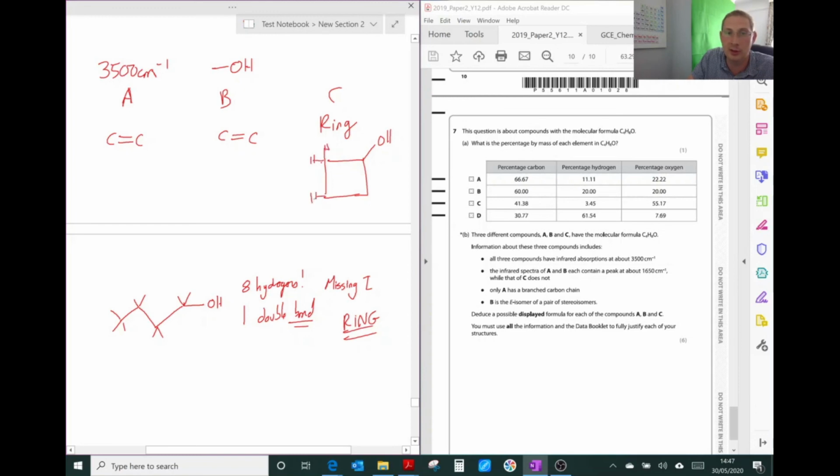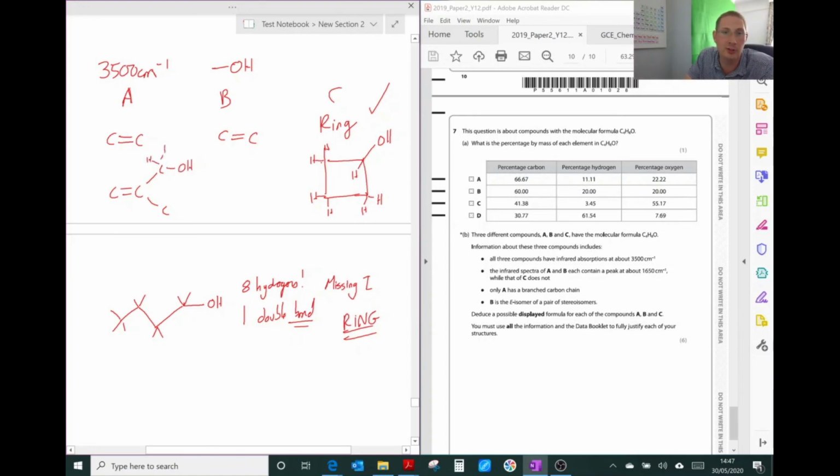1, 2, 3, 4, 5, 6, 7, 8. There's no counter indications, so that absolutely fits all the information we have for C. A has a branched carbon chain. Okay, well, we've only got 4 carbons here, so that is potentially the only option we have, 4 carbons like that. So now we just need to stick on an OH group, OH up here.